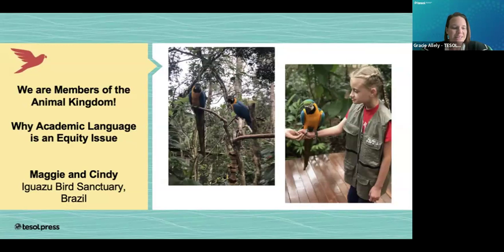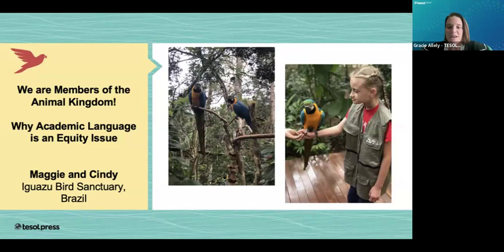And you'll see on the slides here, and also if you have seen the SWELL book, you'll see that red bird a lot, and that represents these macaws. These are Maggie and Cindy. They're two macaws that live in the Iguazu Bird Sanctuary in Brazil, and they adopt rollaway eggs. And when you go to visit them, the caretakers will tell you to be quiet, that you're not supposed to talk around Maggie and Cindy.